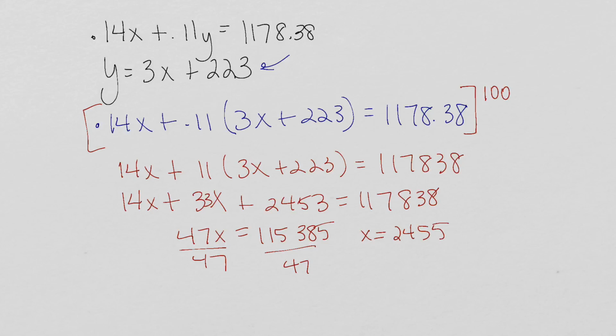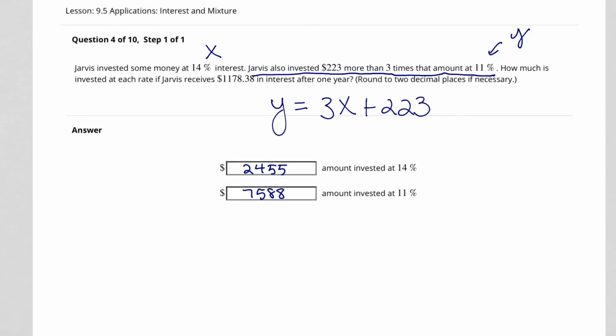2,455. To figure out y, I'm going to have y equals 3 times 2,455 plus 223, is going to give me 7,588. $2,455 is the amount invested at 14%. $7,588 is the amount invested at 11%.